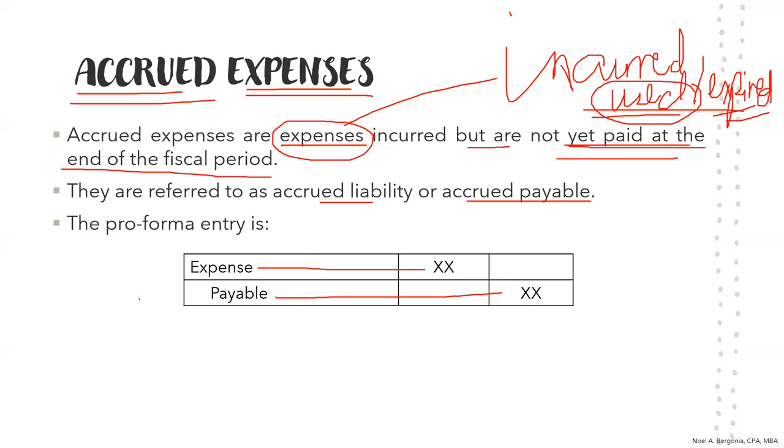Okay? So as you can see here in the pro forma entry, no, sabi natin kanina, adjusting entries are the entries which contains one nominal. Okay? Ano yung nominal dito? Okay? Or temporary. So this is the expense. Okay? So yan yung nominal natin. And then, we have one permanent or real account. Alin dito yon? The payable is considered as the real account. So this is an adjusting entry.